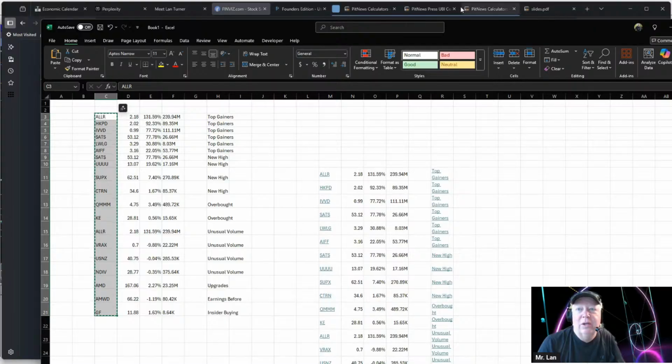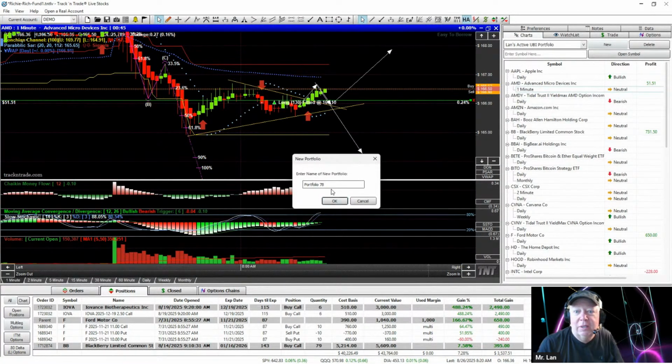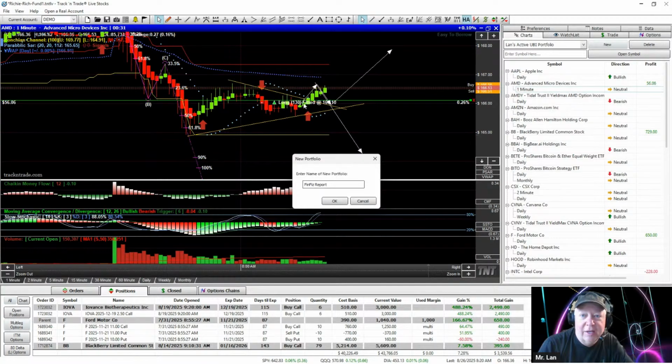Now we can go over to Track and Trade and go to charts. Let's just create a new one. This is FinViz report. And we're going to come in here. Now look at our trade. We're doing good. We're doing a breakout of that triangle wedge formation we talked about. And it's starting to run a little bit. We're going to get up here.